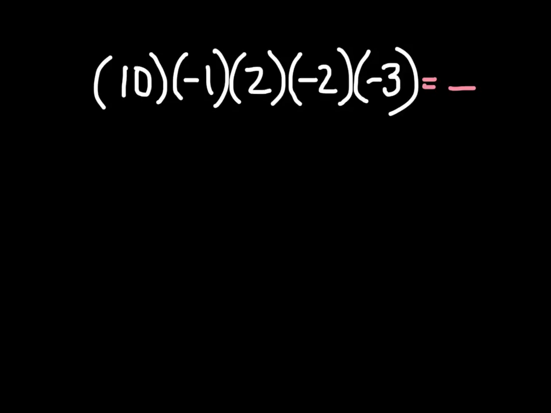All right, now let's multiply. 10 times 1, well, that's 10. Times 2, that's 20. Times 2, that's 40. Times 3, 40 times 3, it's 120. So our answer is negative 120.